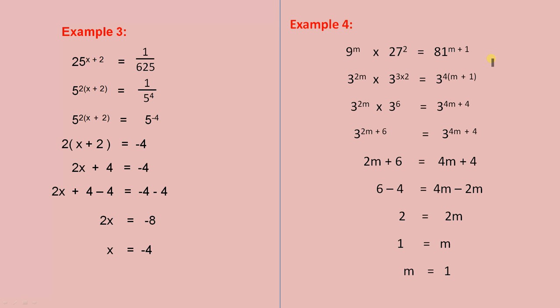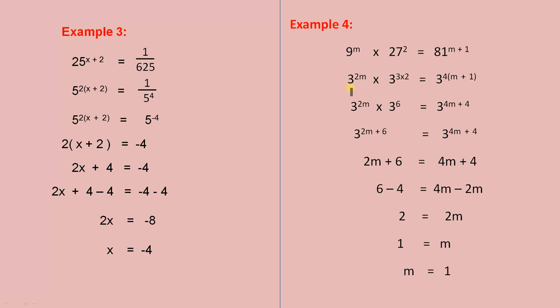Example 4, slightly more involved again. So we have bases here of 9, 27 and 81. But look what we've done. We can use 3 as the base in each example. 3 squared gives you 9, 3 cubed gives you 27, and 3 to the power of 4 gives you 81. So here are all the indices.